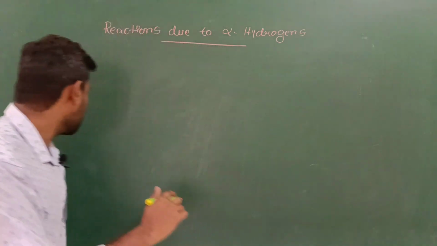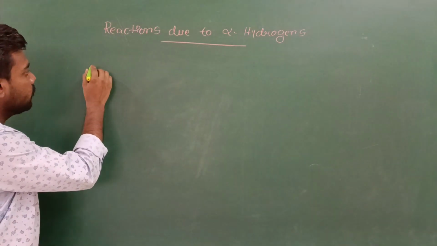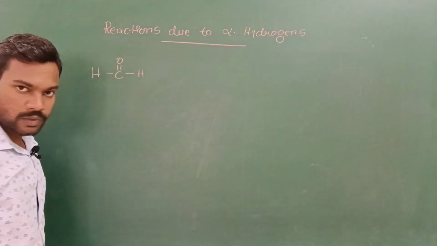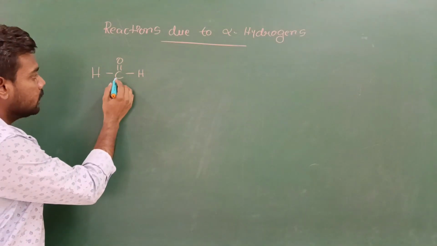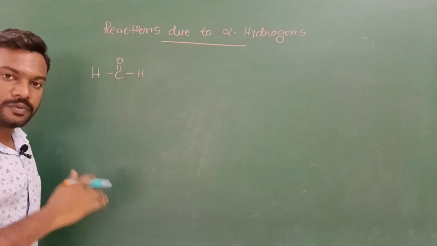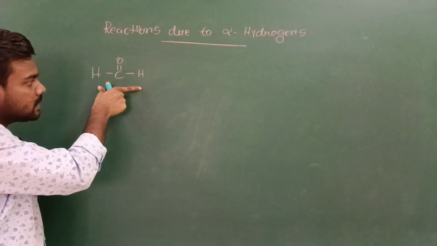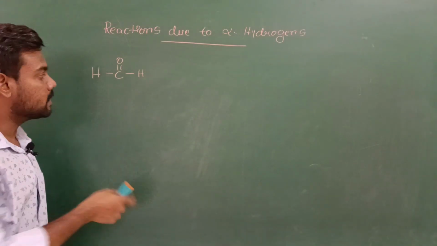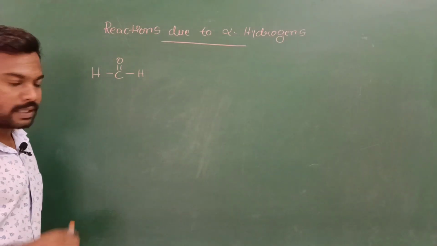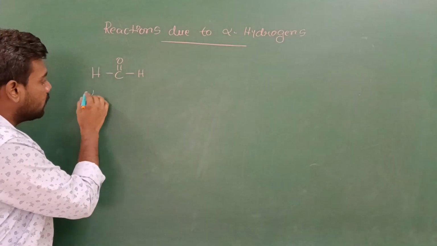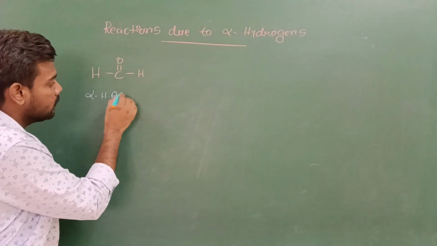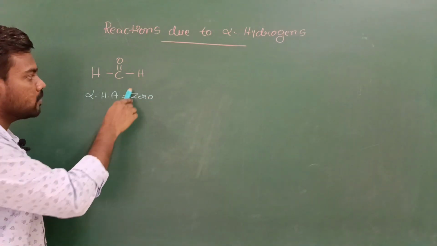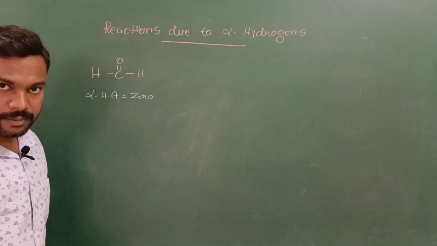For example, if I consider formaldehyde, here C double bond O is the functional group, but in this formaldehyde, there are no carbon atoms bonded to the functional group. Then the number of alpha hydrogen atoms is 0. There are 0 alpha hydrogen atoms present in formaldehyde.